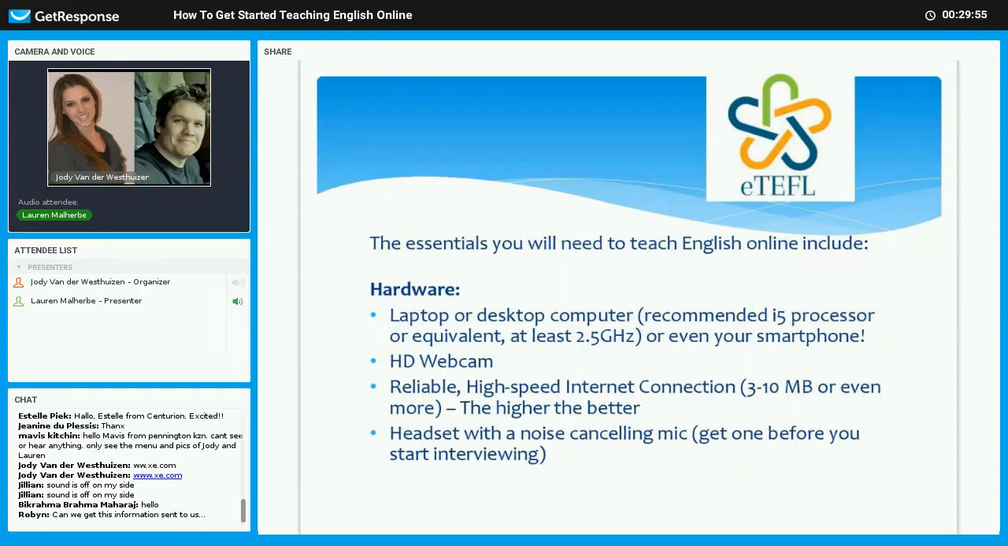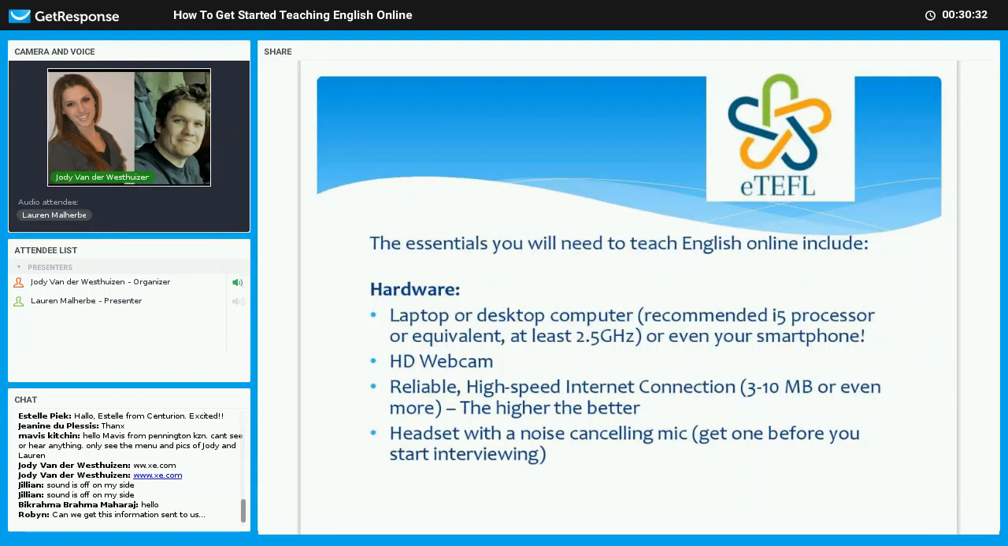I'm looking at the label on my laptop now, and it does say an i5 processor. I've got fiber as well, though I think most companies ask for a minimum of 3 megabytes, but anything better and faster than that is brilliant. Technology advances so quickly that I'd rather you go higher than you need right now, so that you're future-proofed. And you'll need a headset, especially one with noise cancelling. Get a headset with a noise-canceling mic, and get one before you start interviewing.